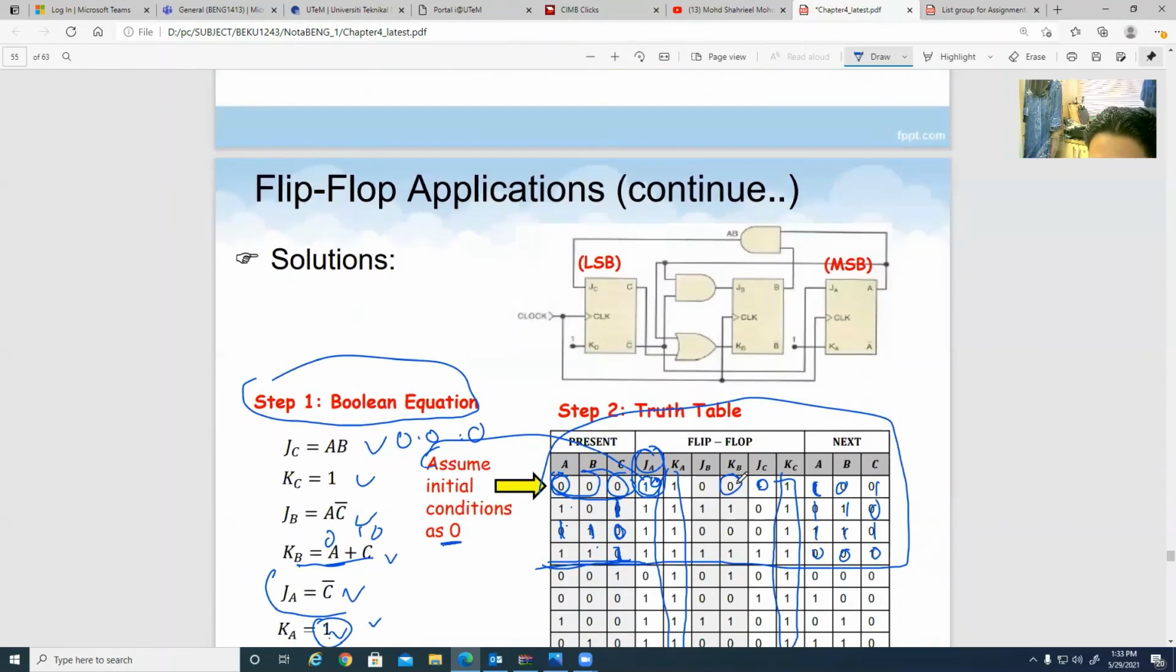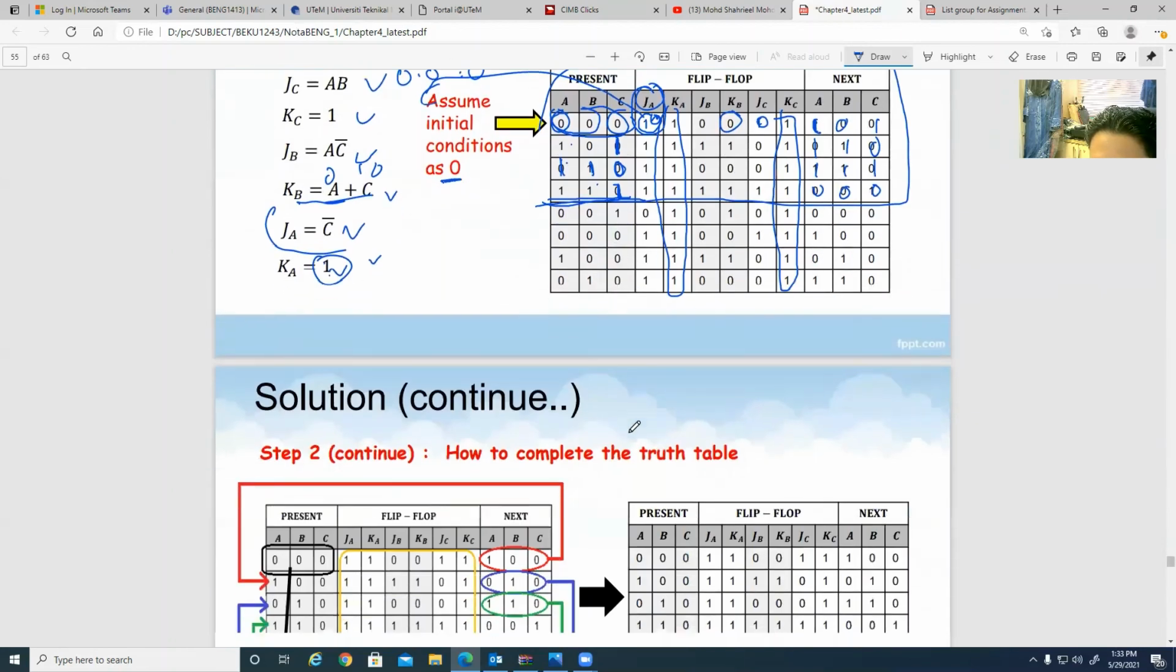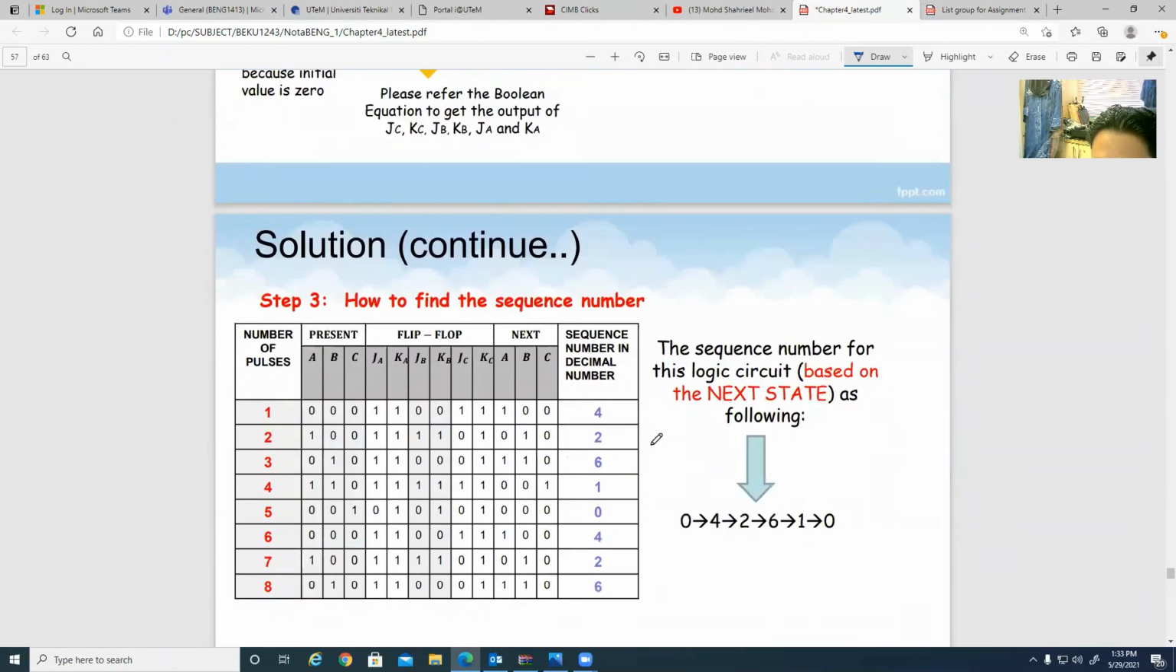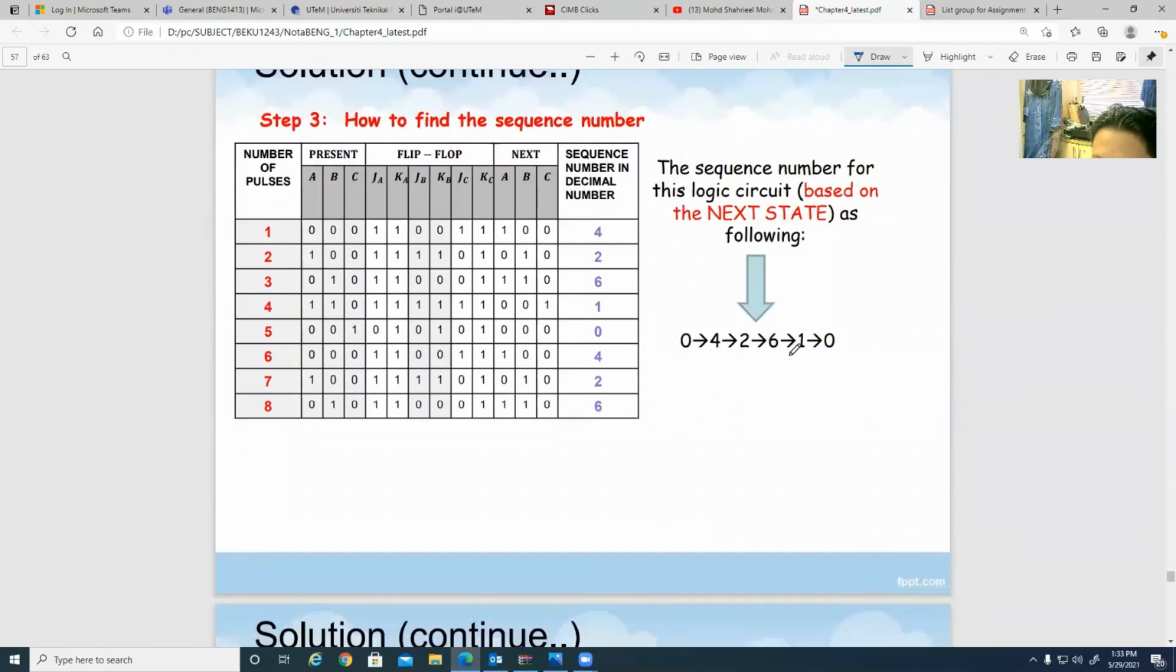So I think the solution, suppose the sequence will be 0, 4, 2, 6, 1, then it will repeat again. So 0, 4, 2, 6, 1, and then repeat again and again. So this is the irregular sequence.